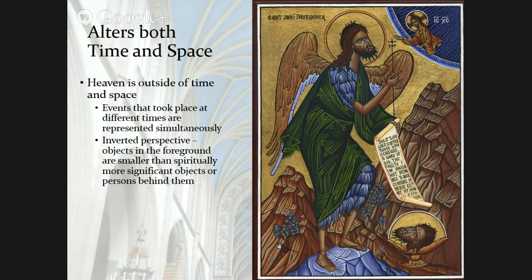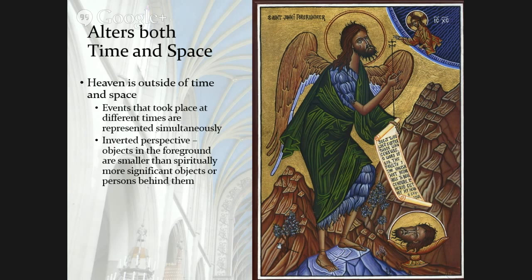And they'll also alter space. So let's look at time first. Different events that happen throughout the life of a saint will be portrayed as happening at the same time. So here we have an icon of St. John the Forerunner, John the Baptist, and we see him simultaneously receiving revelation from God that he's going to be preaching, and also his head on the platter, having been martyred. So obviously he didn't do that at the same time. But the icon is showing both together because they're both eternal realities of St. John.